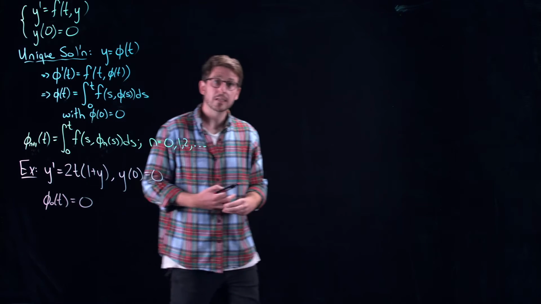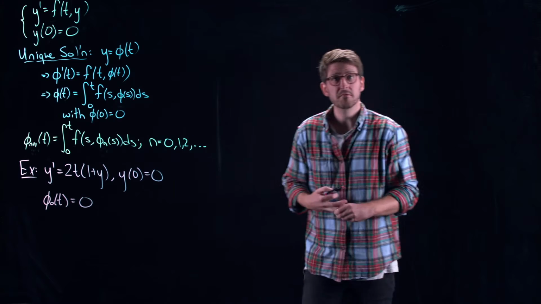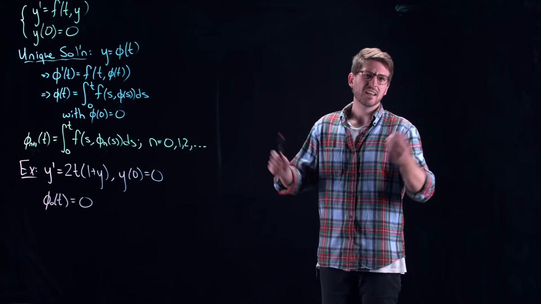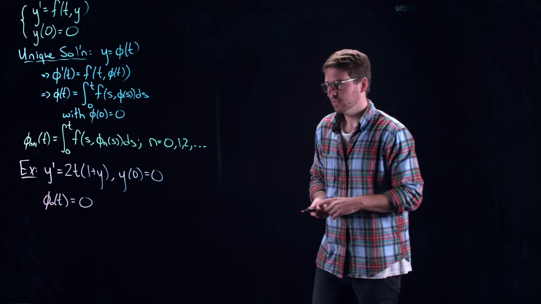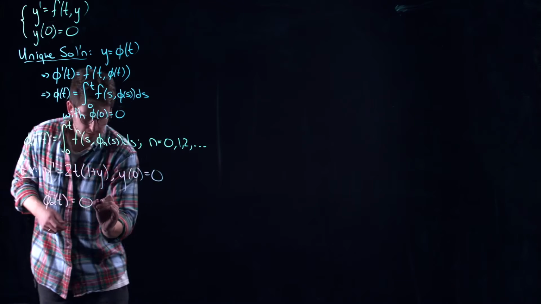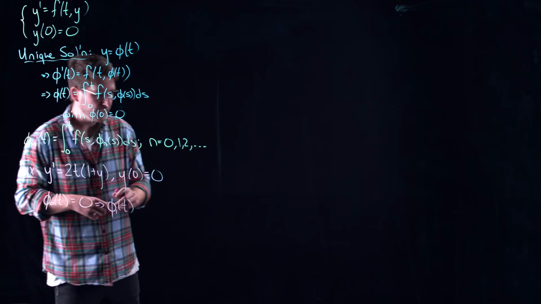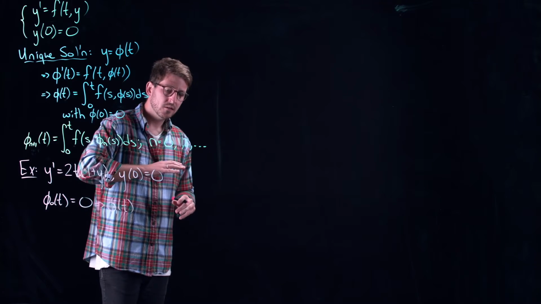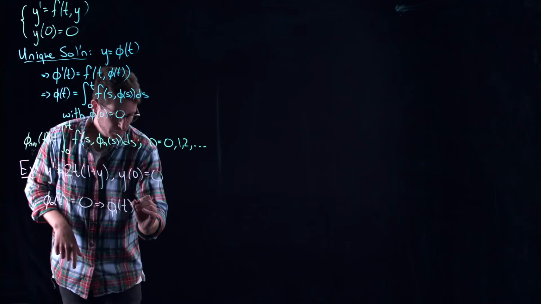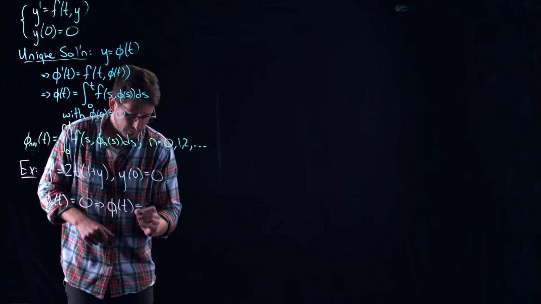Okay, so that's my first guess. Maybe I'm feeling a little lazy today. I said, yeah, solution is probably 0. Well, you're going to put this in. You're going to get your update, phi 1 of t. And you're going to say, actually, Jason, no, because you don't get 0 back out of this thing.